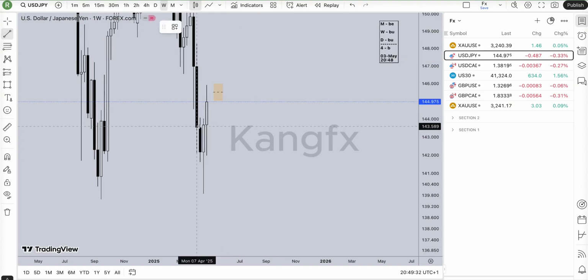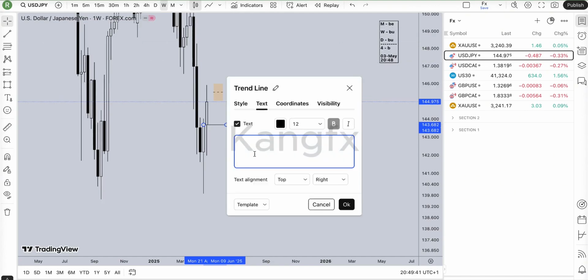So I'll mark this OCL. This is what I'm looking at for next week. I'll mark the OCL. Remember, this OCL is from weekly. Then I give it this weekly OCL.